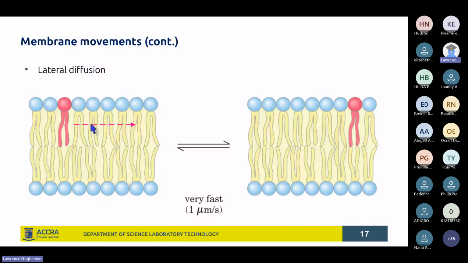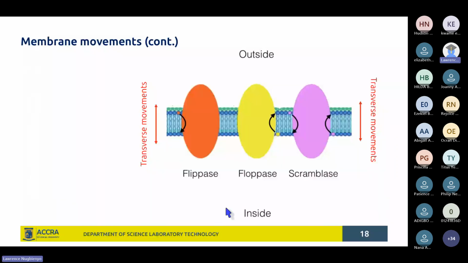It does not cross to the other. That's why it's lateral diffusion. It's not transbilayer. And this movement is fast. See, 1 micrometer per second. It's a much faster movement than that of the flip-flop.